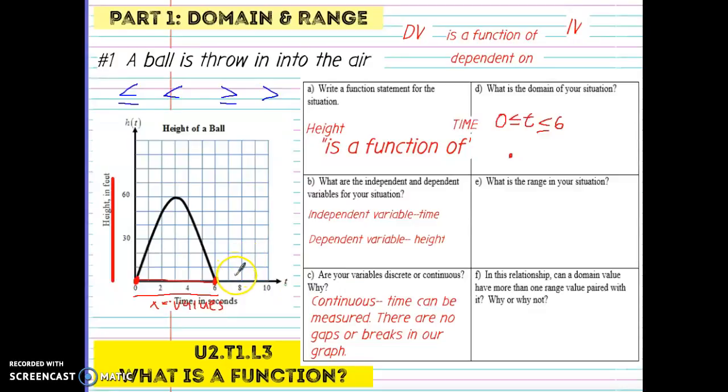So now I'm going to do the same thing with my range. I'm going to go from the highest point to the lowest point. And here again, my lowest point is 0. 0 is less than or equal to, because there's no value less than 0. And in this case, we're referring to h of t as our y values. And the highest it can go is 60. It doesn't go any higher than 60. So again, it is less than or equal to 60.